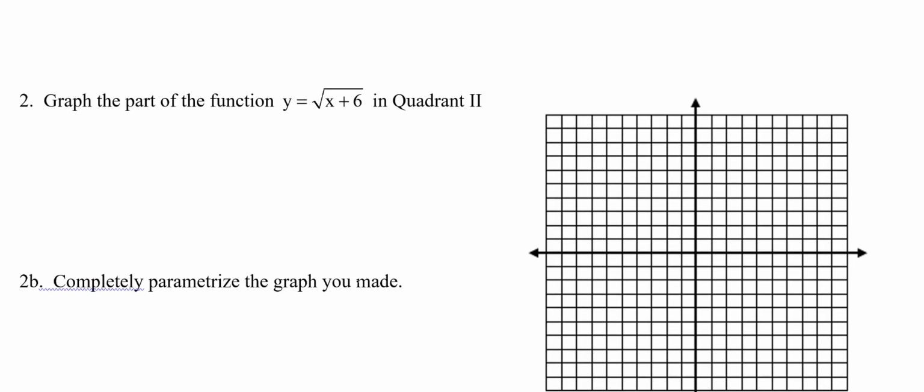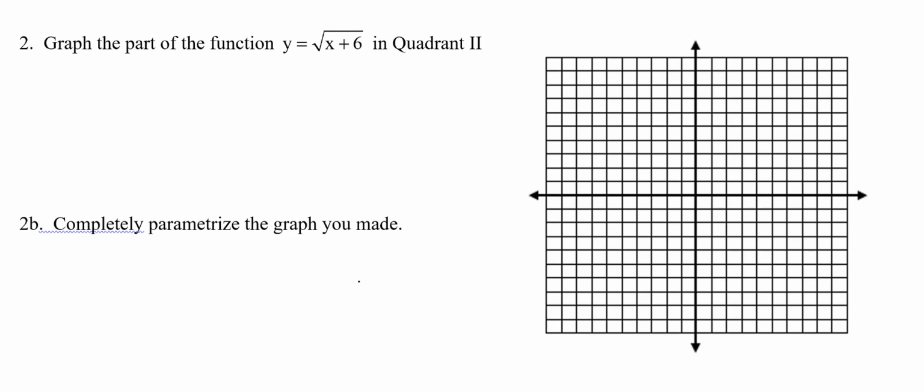It says graph the part of the function y equals the square root of x plus 6 in quadrant 2. All right, so first of all, I need to graph this just to see what it looks like. So let's pick some values here. I'm going to make a t-chart, and I'm going to pick some x and y values.